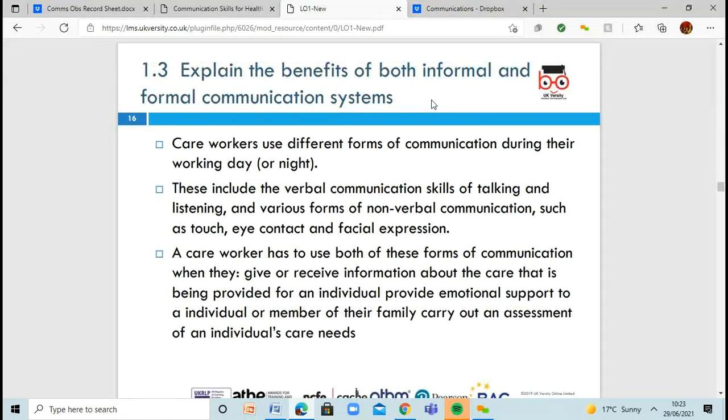So 1.3 is about the benefits. So we're going to explain the benefits of both informal and formal communications. Now, we actually communicate formally and informally on a daily basis. So we might speak, we might do verbal communication, we might listen, we might have non-verbal communication, like, you know, we might pat somebody on the shoulder to show it's okay, don't be upset, or give them eye contact or smile or nod. Sometimes if we're feeling uncomfortable or just really relaxed, you might sit there and fold your arms. So we do communicate a lot.